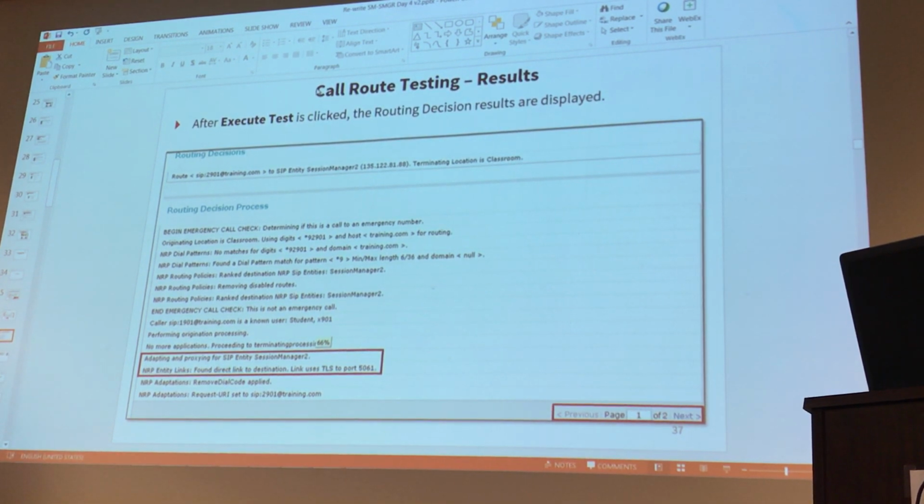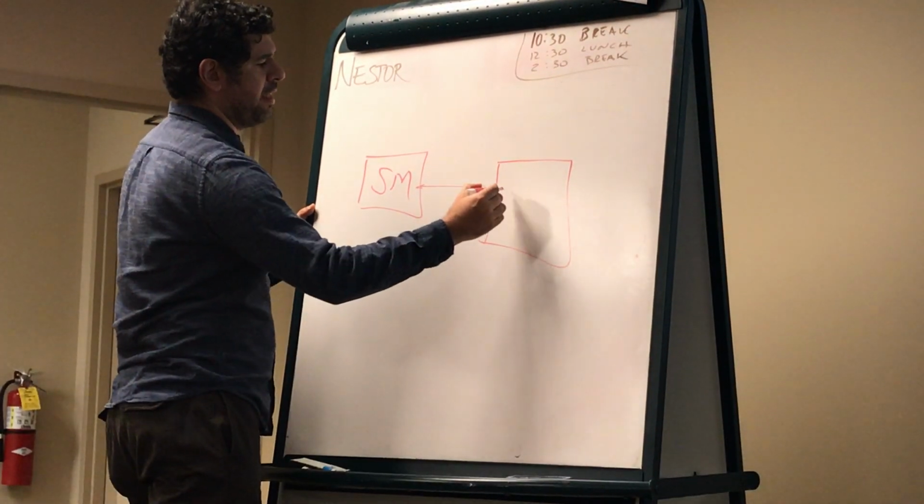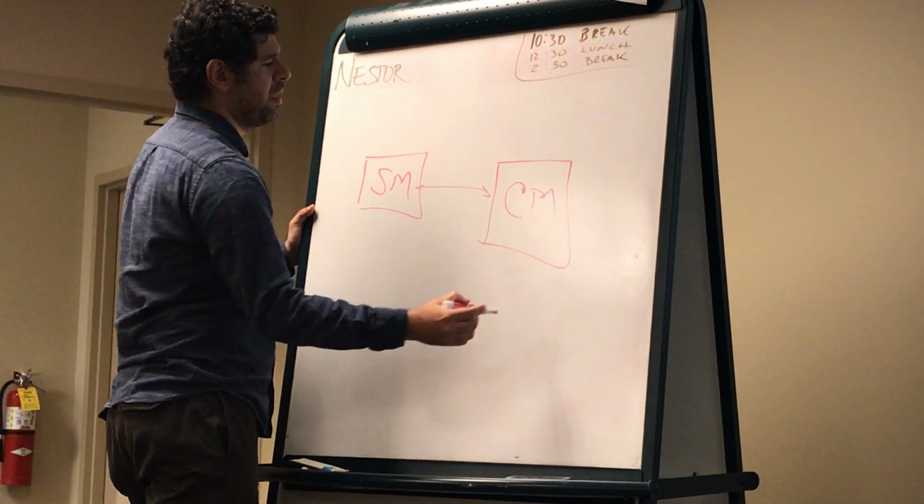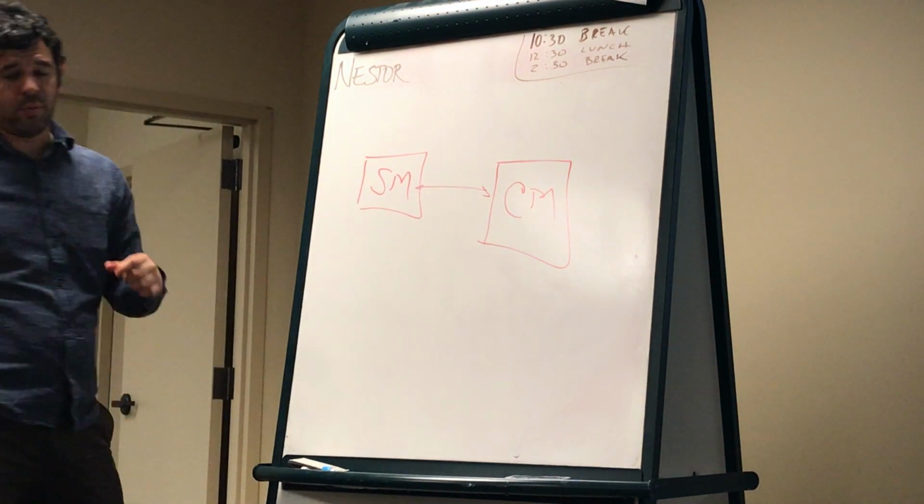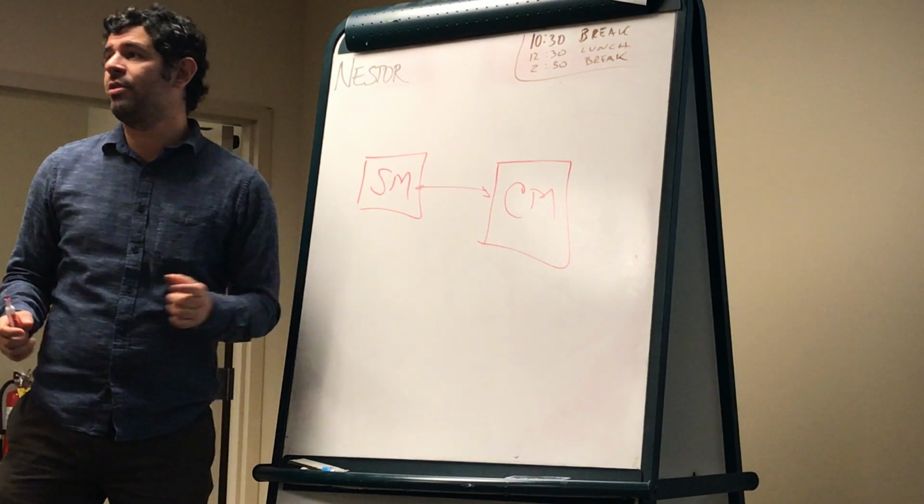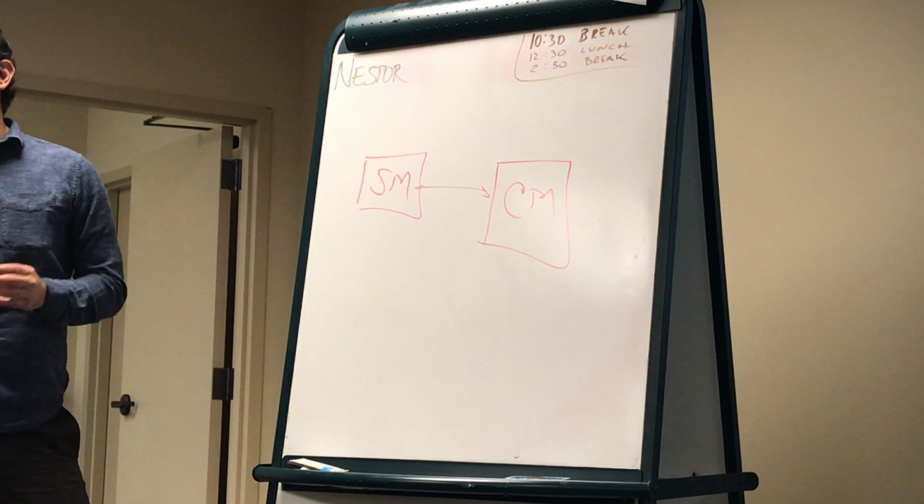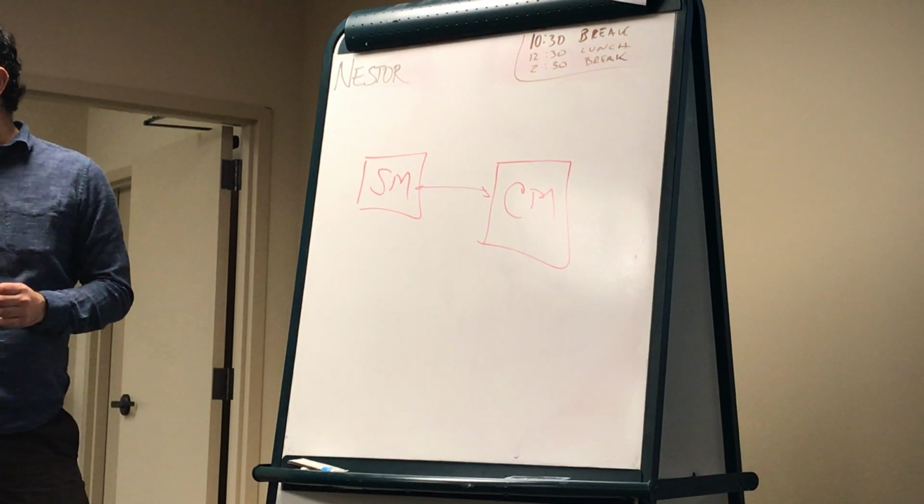So right now what you have is your session manager, and then your session manager is communicating with your CM, right? Through an entity link. Here you have your CM, and in your CM, both the network region and the signaling group between CM and session manager are configured to be in the converge1.com domain.